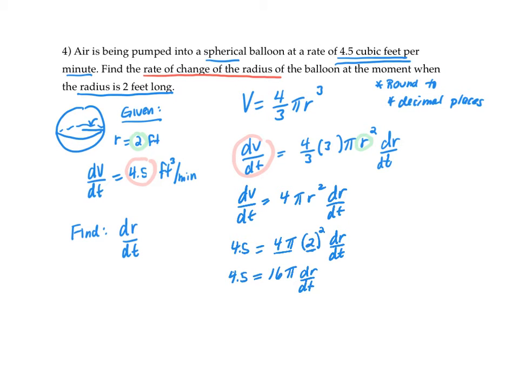And then to completely solve for dr/dt, we want to divide both sides by 16 pi. So you're going to take 4.5 and divide it by 16 pi. Don't forget to put that into parentheses when you put it in the calculator. And when you divide that out, round it to 4 decimal places, it should come out to be 0.0895. And this is the rate of change of the length of the radius. The radius is going to be measured in feet, and it's per minute. All right, so that's it for our first one.